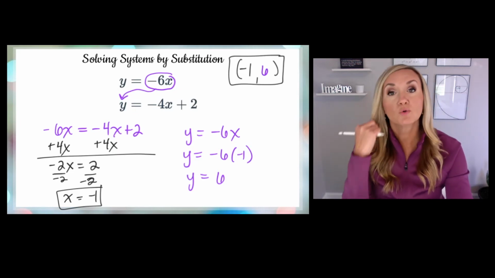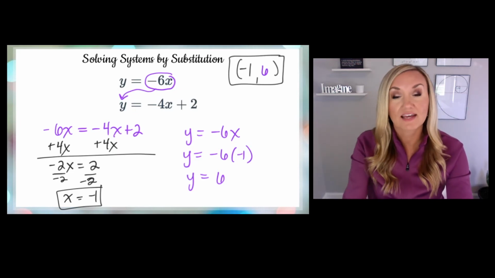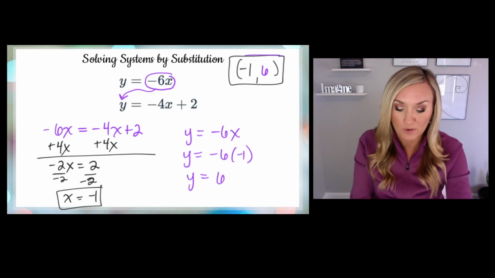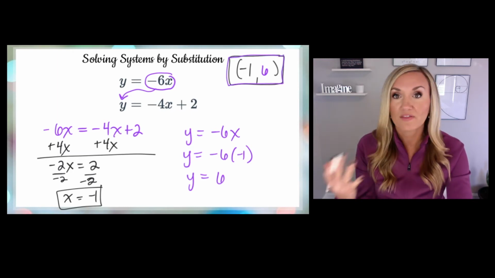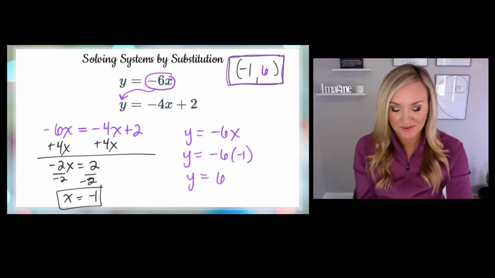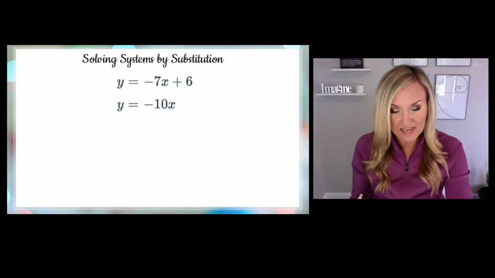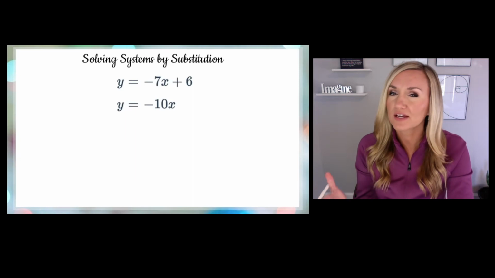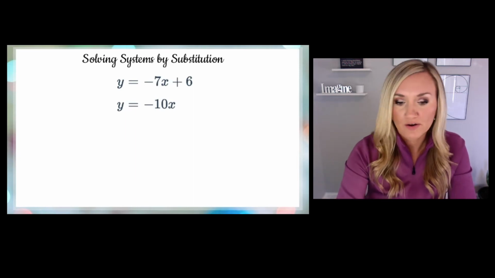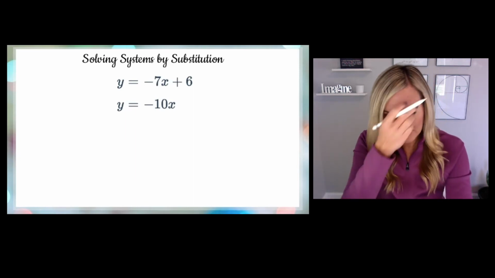And then these two lines, they will intersect at negative 1, 6. And we found their point of intersection without graphing. Isn't that super cool? Super cool. I absolutely love it. Okay, let's go ahead and try the next one. Now, if you feel confident, go ahead and pause this video and try it out on your own. If not, let's just go ahead and keep going.